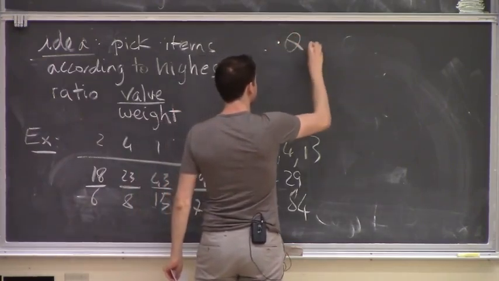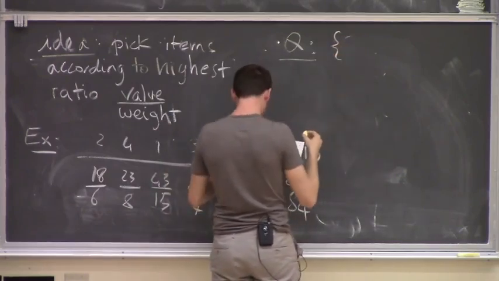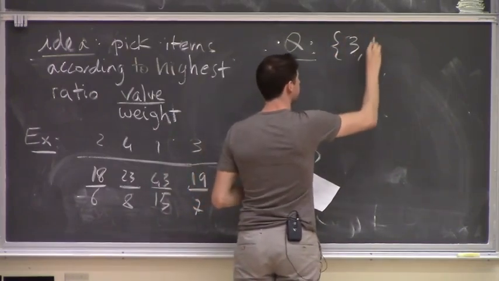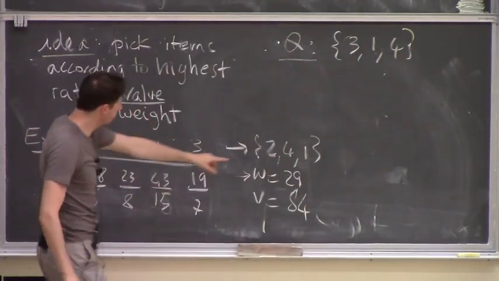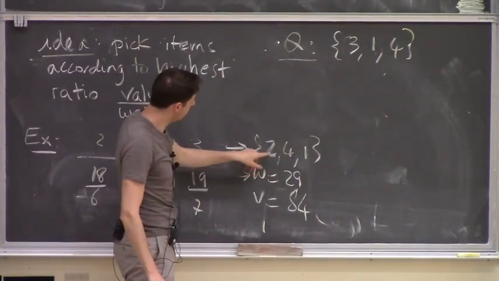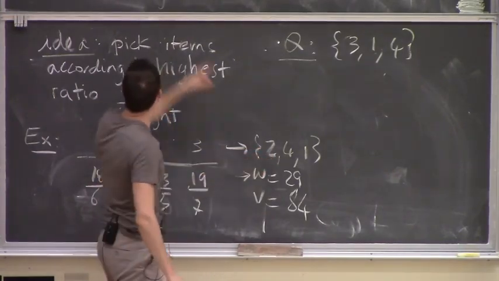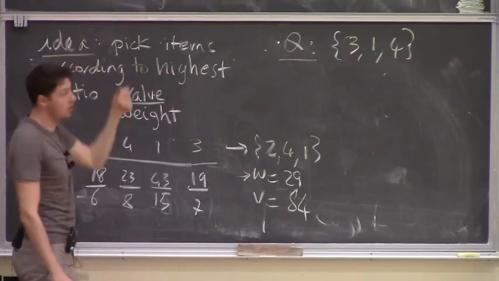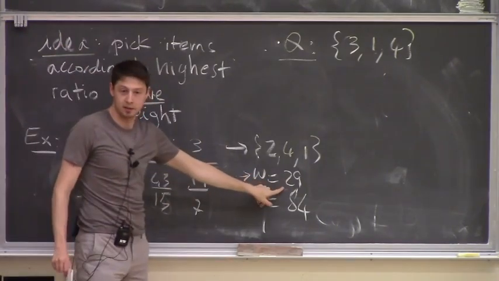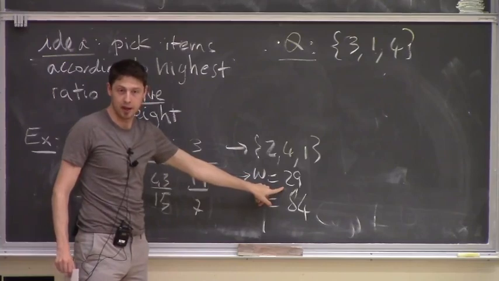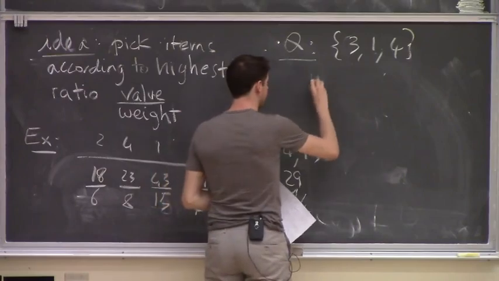Question. Let's look at another knapsack, the knapsack 3, 1, 4. What I'm doing is throwing out 2 and putting in 3. Is that fine? Well, 2 and 3 only differ by 1 unit of weight. 3 is 1 unit heavier. We were at 29, and now we're at 30. So the weight is 30, so this is legit.